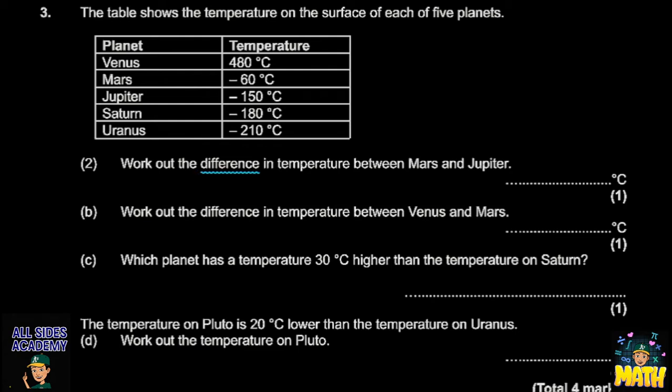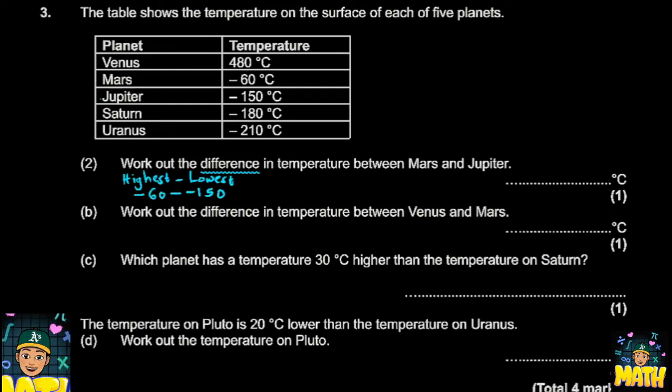So the temperature difference between Mars and Jupiter. Find the highest, take away the lowest. Always temperature difference starts with the highest and the lowest. So Mars and Jupiter, the highest is -60. So -60 minus -150. The two negatives turn and become positive. So we will rewrite that as -60 plus 150. We can always start with the positive, then the negative. So that gives us 90 as our temperature difference.